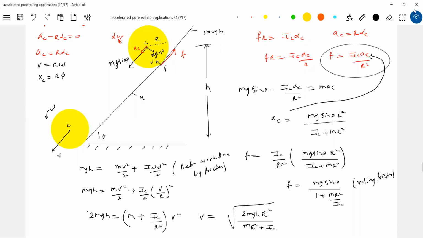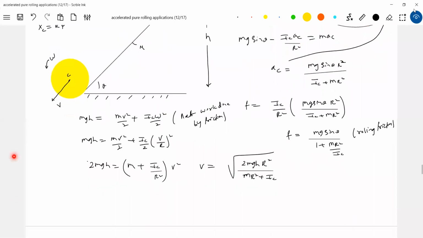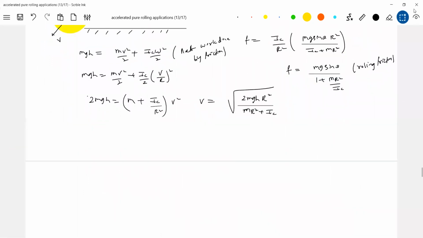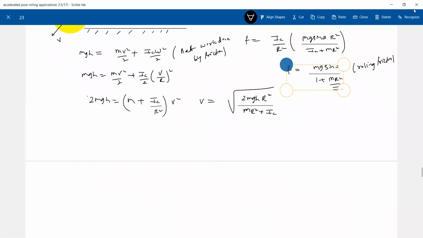So we have the expression for friction: mg sin theta times 1 plus mR square by I_c, inverse. We'll take that here now. For any friction, what will happen? What is the basic idea of rolling friction? It should be less than the limiting friction. Then we can call it a rolling friction for no slipping. Let me keep this formula in hand.